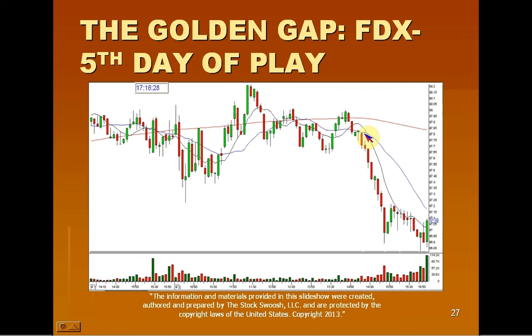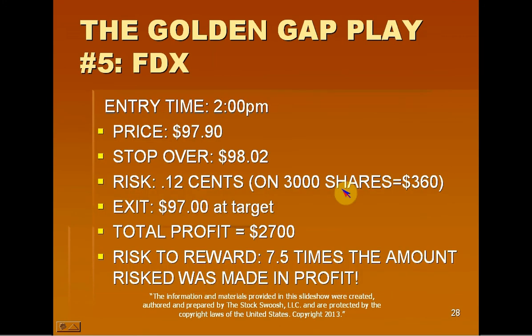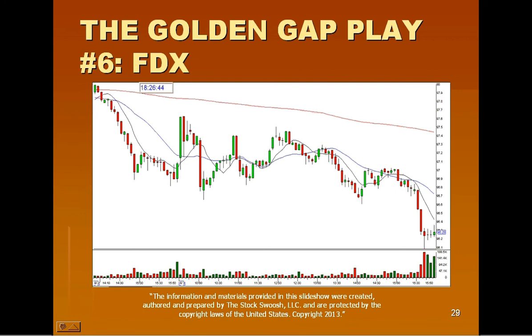And again, you would have known that. Why? Because it triggered on the daily sell setup through this day into the crush that happened with the big topping tail the day before. Okay? So there again, look, 7.5 times the amount of the risk.